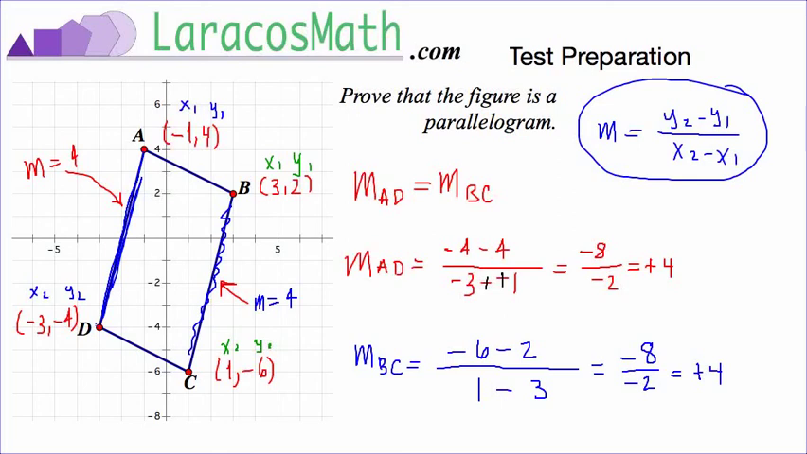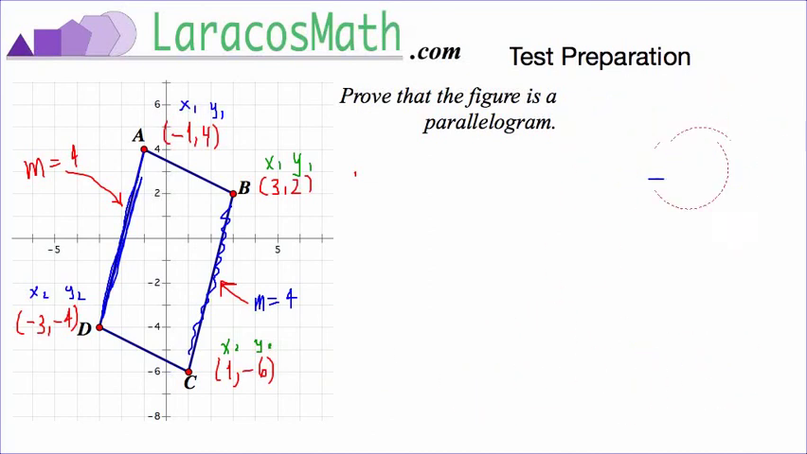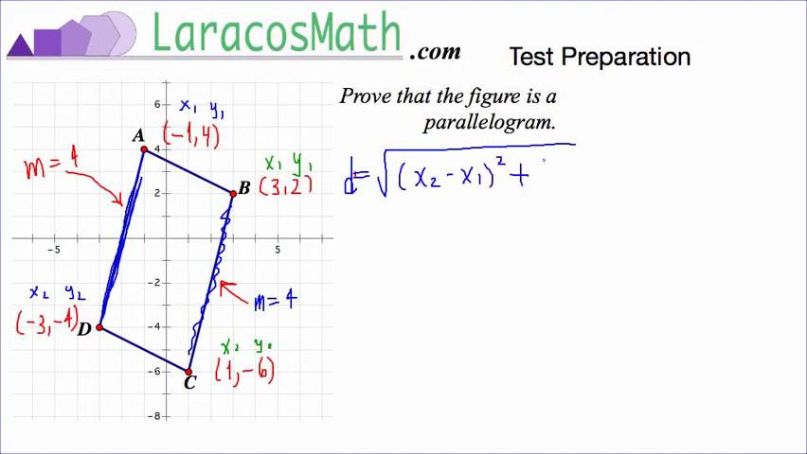Now I need to know if this distance AD and distance BC are equal. In this case, I'm gonna find those distances with the following formula. I'm gonna erase this. So formula for distance is distance equals square root of x2 minus x1 squared plus y2 minus y1, and this also squared. Let's take first distance AD.